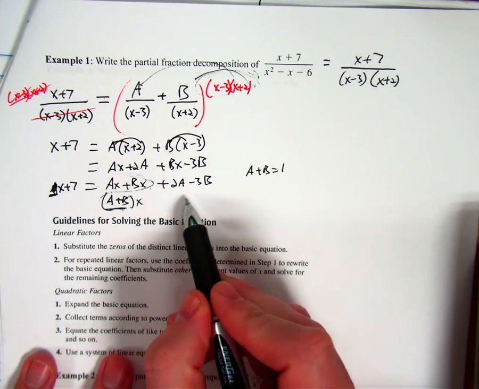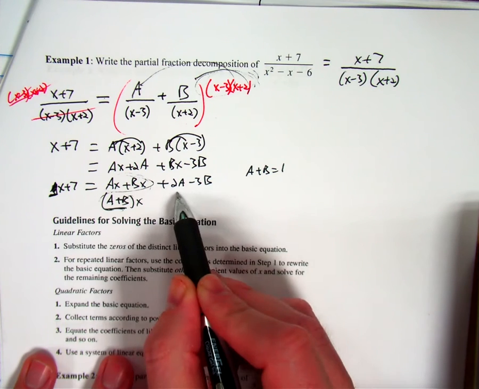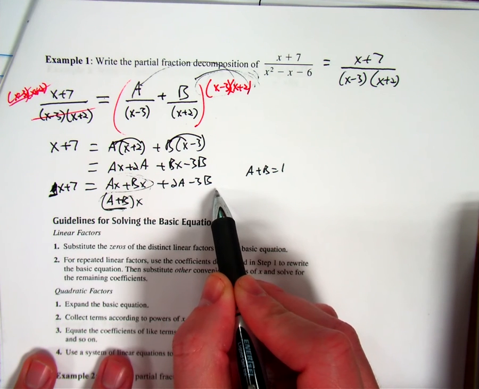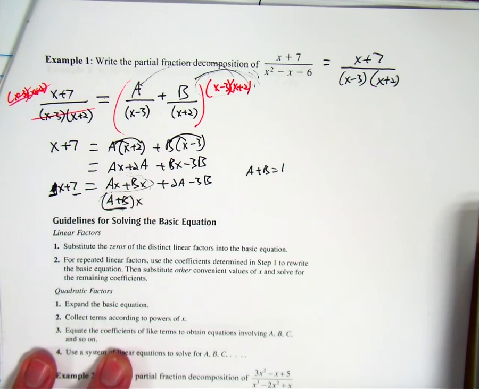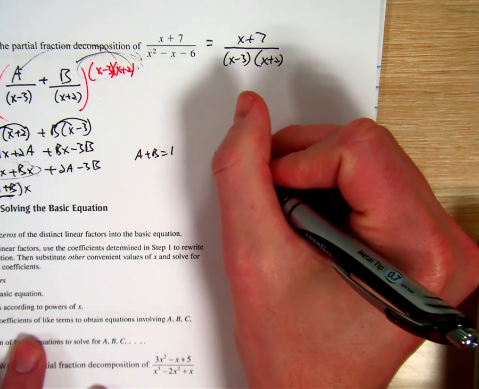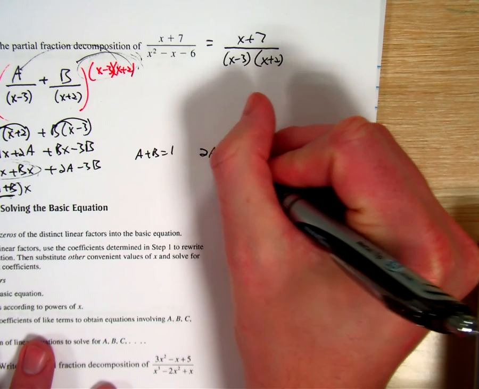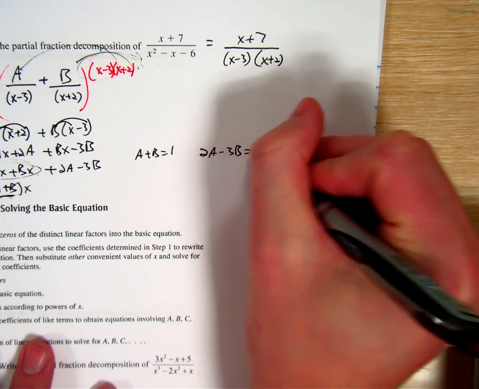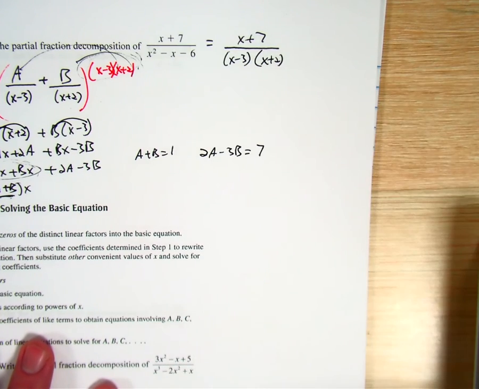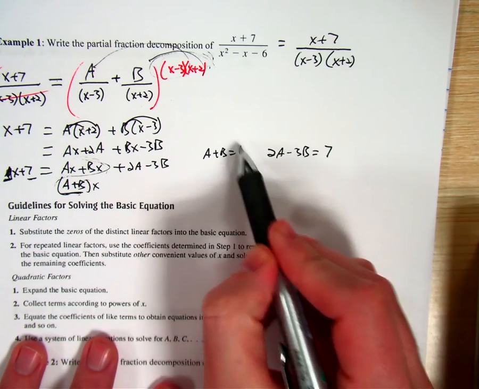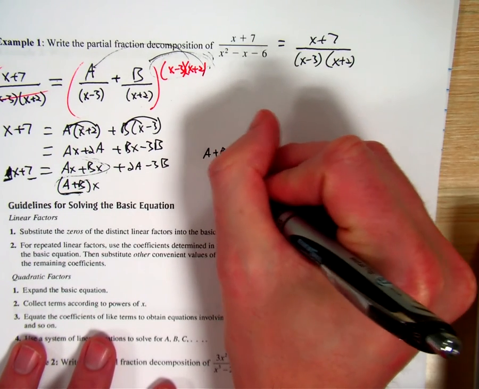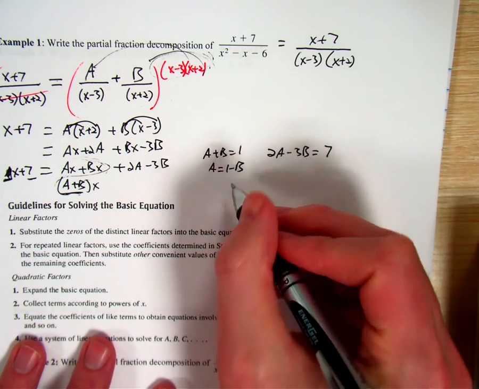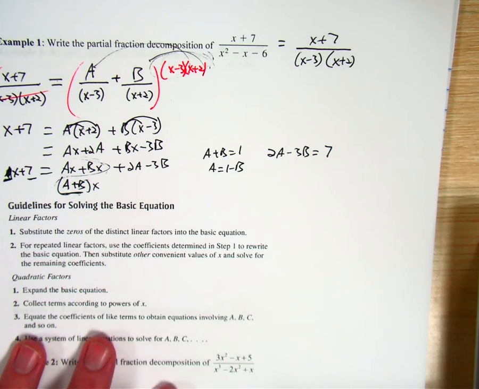And then our constant numbers here. 2a minus 3b needs to equal our constant number there, 7. So we have 2a minus 3b needs to equal 7. Okay, this is the easier spot to get one of the letters by itself. A equals 1 minus b. Just subtracted the b over.